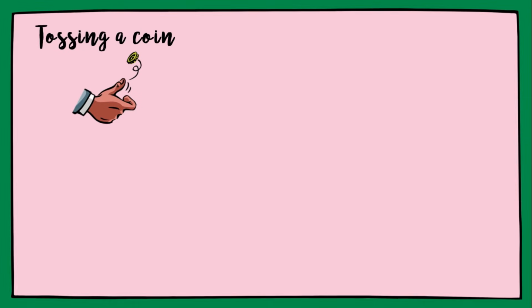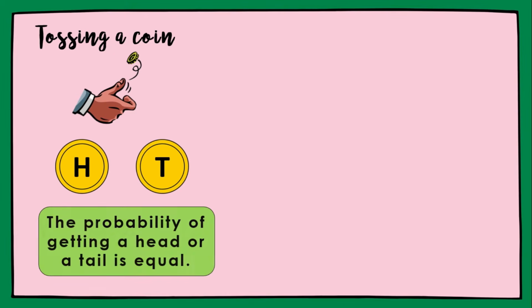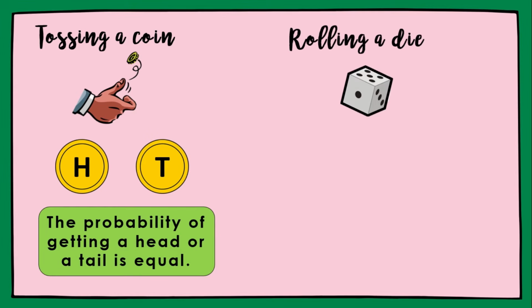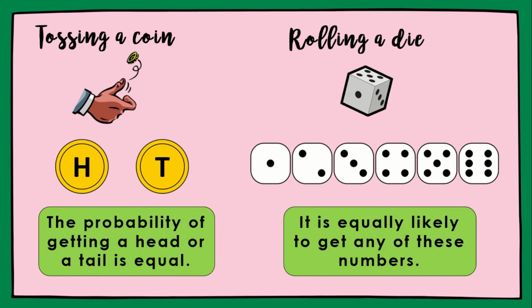Let's have an example. In tossing a coin, the 2 possible outcomes are a head or a tail, and the probability of a head or a tail is equal. Thus, there is a 50% chance of getting a head or a tail. Similarly, when you roll a die, you can get any of the numbers 1, 2, 3, 4, 5, and 6. The chance of any of these numbers is equal to the others. Thus, it is equally likely to get any of these numbers.